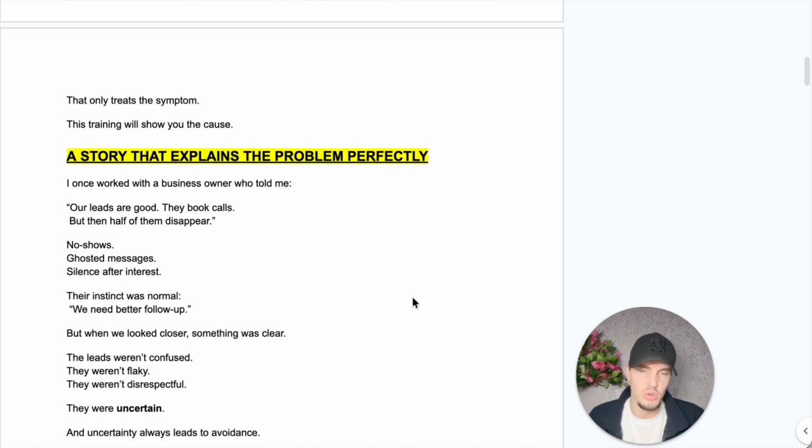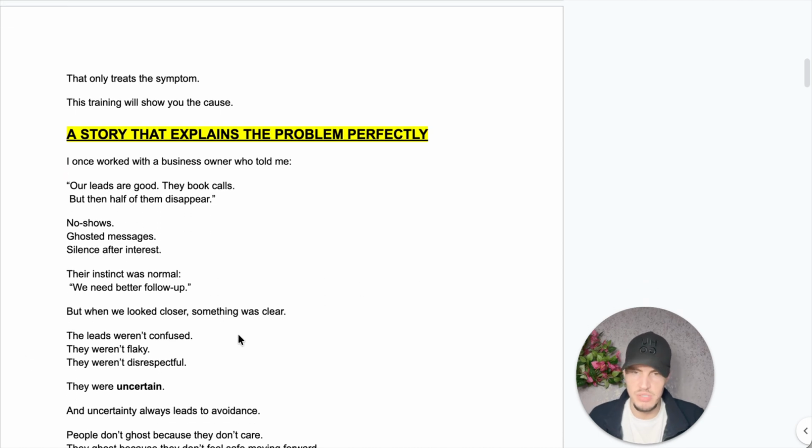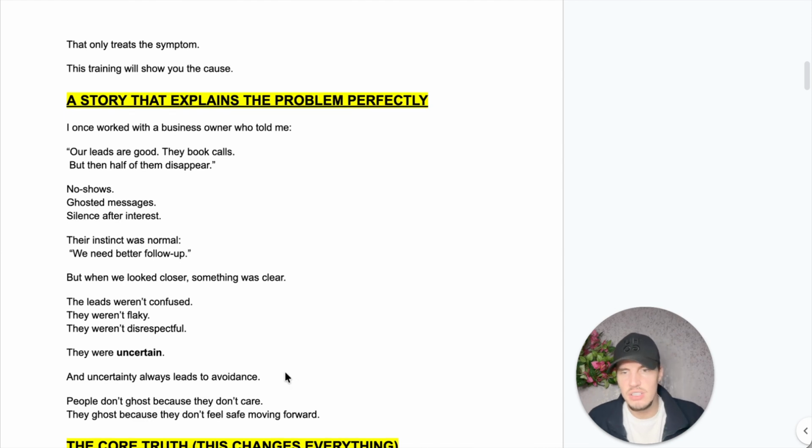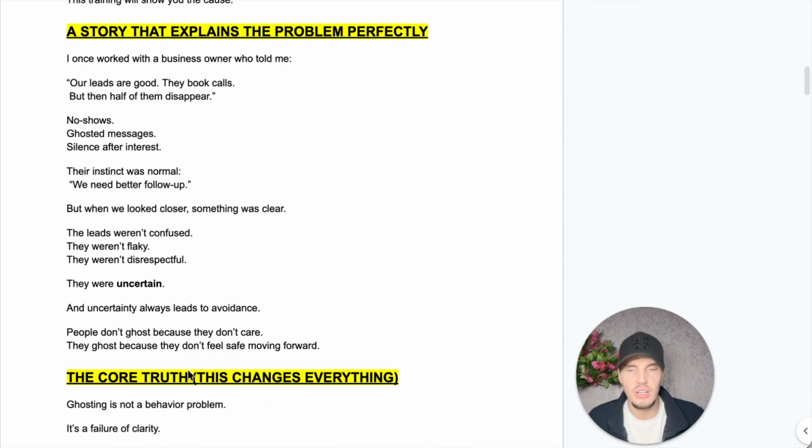Their instinct was normal, right? We needed better follow-ups. So he wanted better follow-up sequences. He went and got ActiveCampaign, sent out better emails, better messages, all the good stuff. But the leads weren't confused, they weren't flaky, they weren't disrespectful. They were uncertain. The buyers were confused, and this is what created the problem in the first place. And uncertainty always leads to avoidance. People don't ghost because they don't care. They ghost because they don't feel safe moving forward.